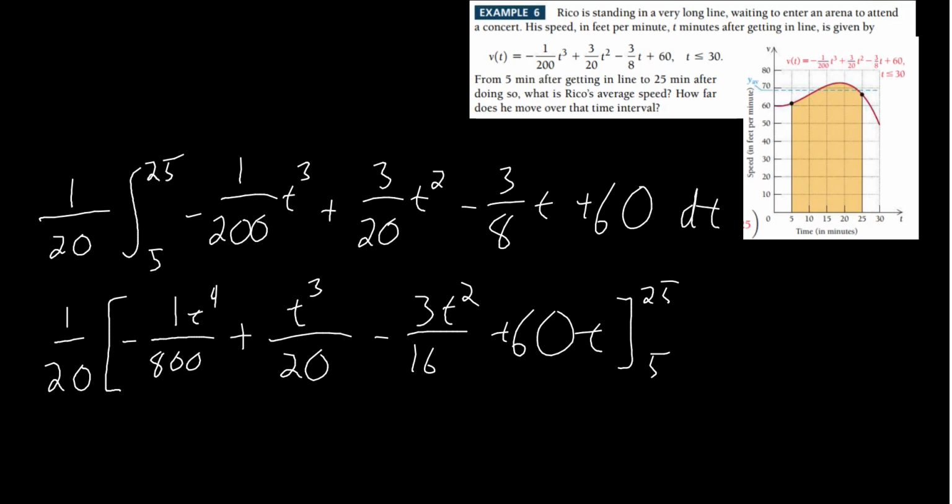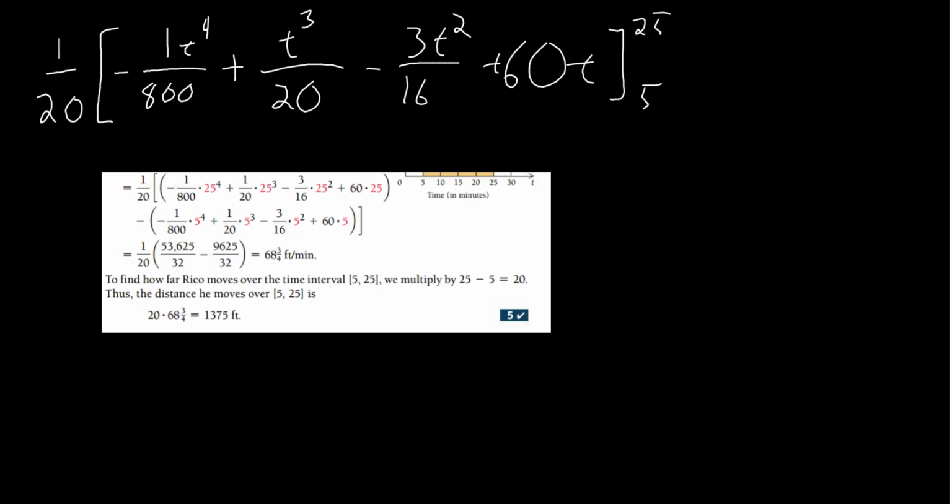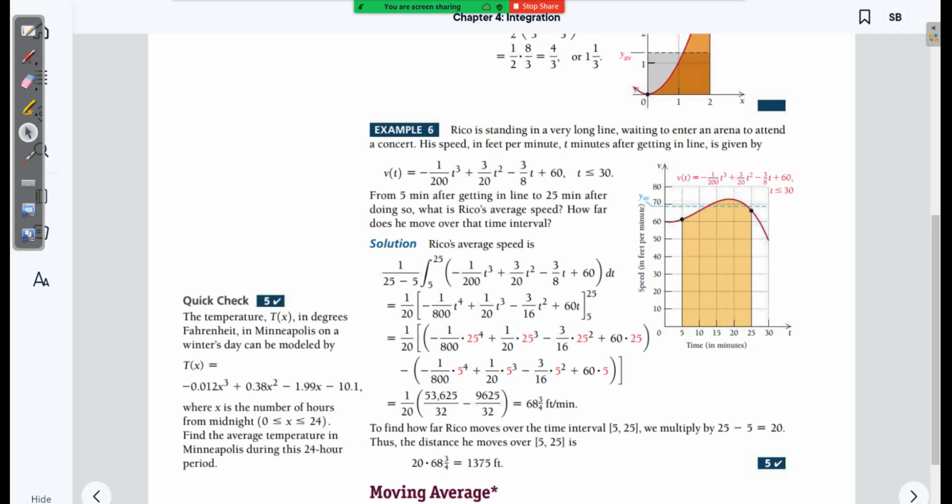Let's see, was there actually a B part? Yeah, there kind of was. Okay, so we wanted to find the average speed. The average speed was 68 and 3/4. And we want to know how far he moves over that time. From 5 minutes to 25 minutes, that's 20 minutes, right? So we just multiply 20 times his average speed, which means he moved 1,375 feet. The last part, just pretty simple.